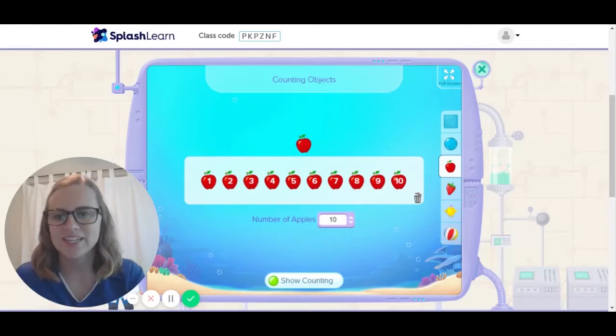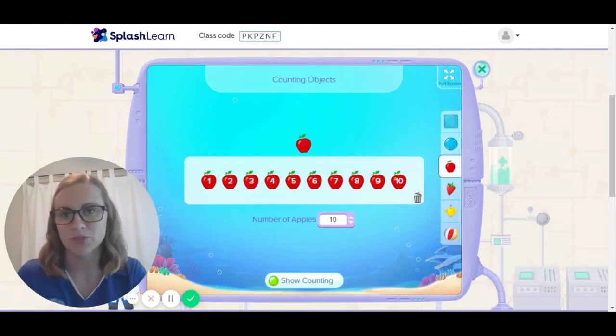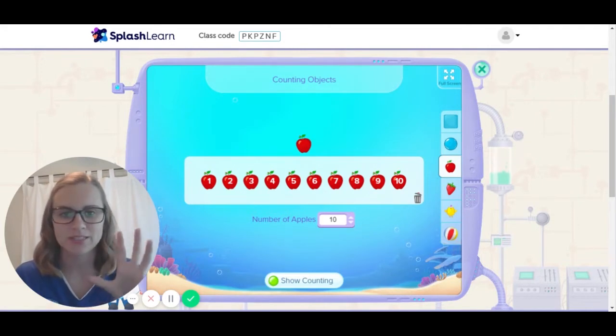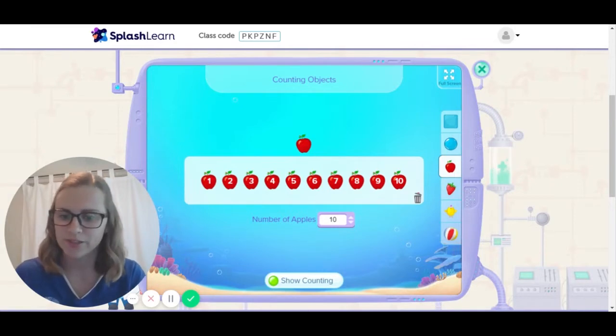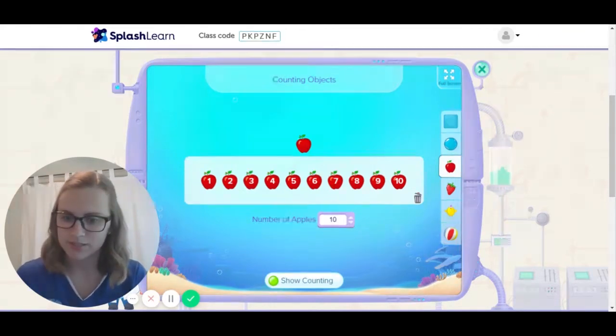Everyone, welcome to our second day of learning subtraction. Yesterday we had our 10 objects and we counted all of our objects, we took some away, and then we saw what we were left with. So we will review that a little bit today, along with a different way that we can subtract without objects.